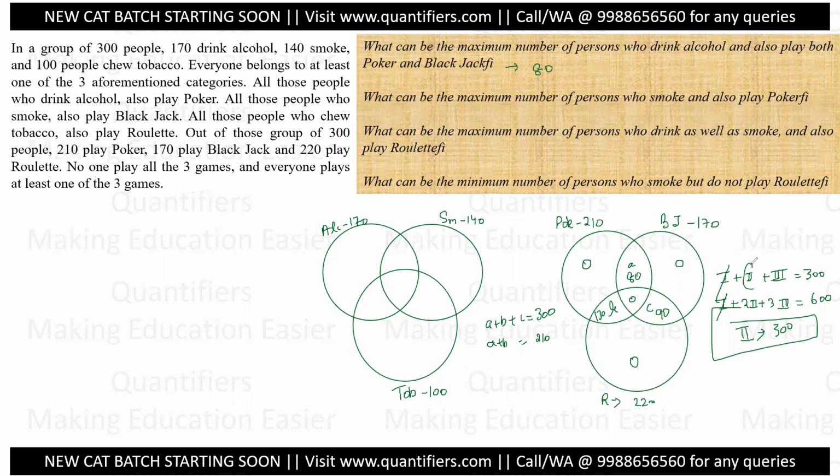I know that all the people who are playing two games are 300. So A plus B plus C is 300, right? Now the first circle, that is the circle of poker. When I talk about the circle of poker, in this A and B, A plus B together are 210. The circle of poker is 210. So the remaining circle 90 will be here. Is it clear now?